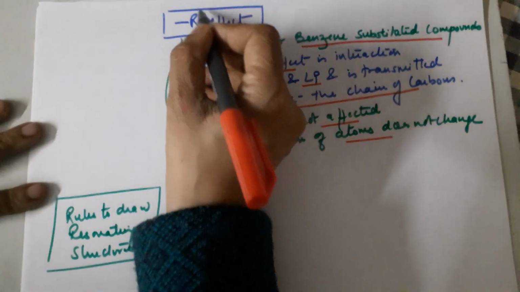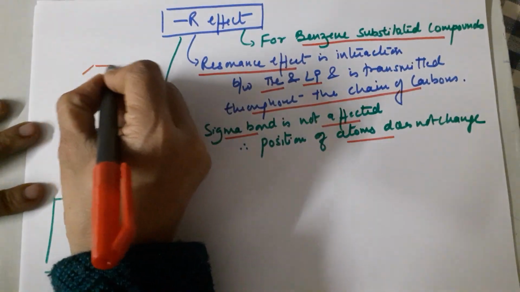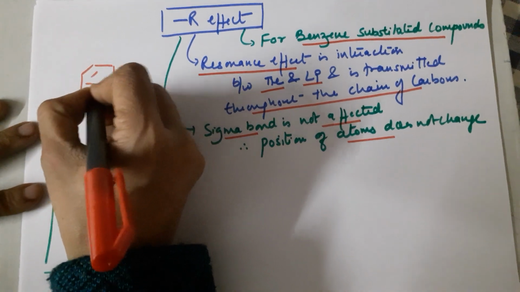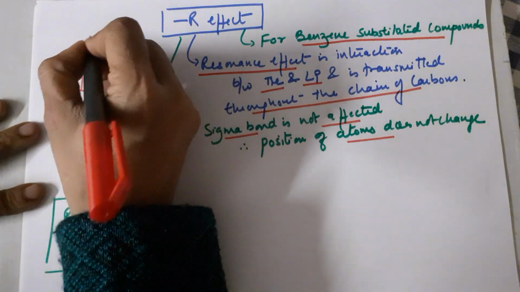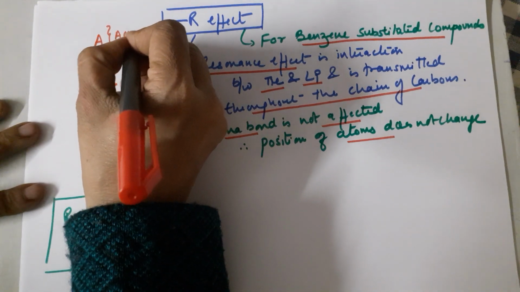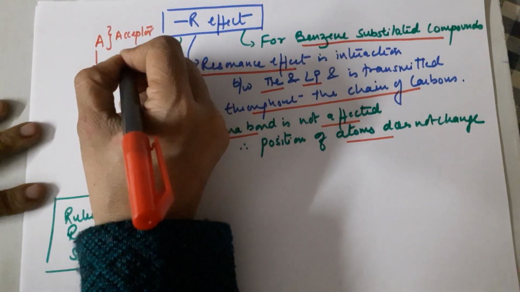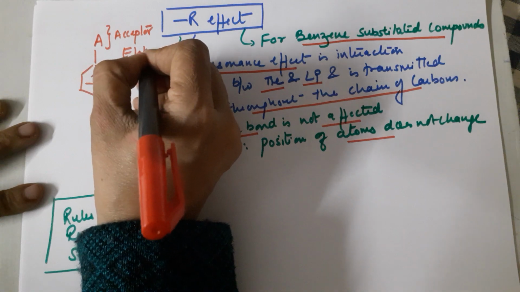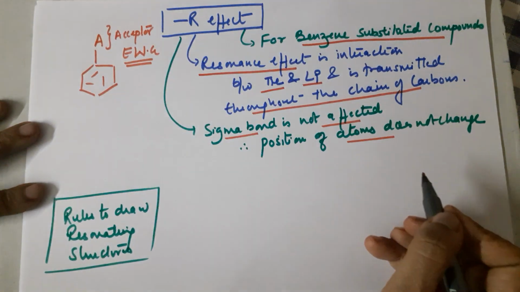Now, when I talk about a minus R effect, the agenda is that your benzene ring is attached to a group which I am writing as an A, which is an acceptor group. Since it's an acceptor group, we also call it an electron withdrawing group.